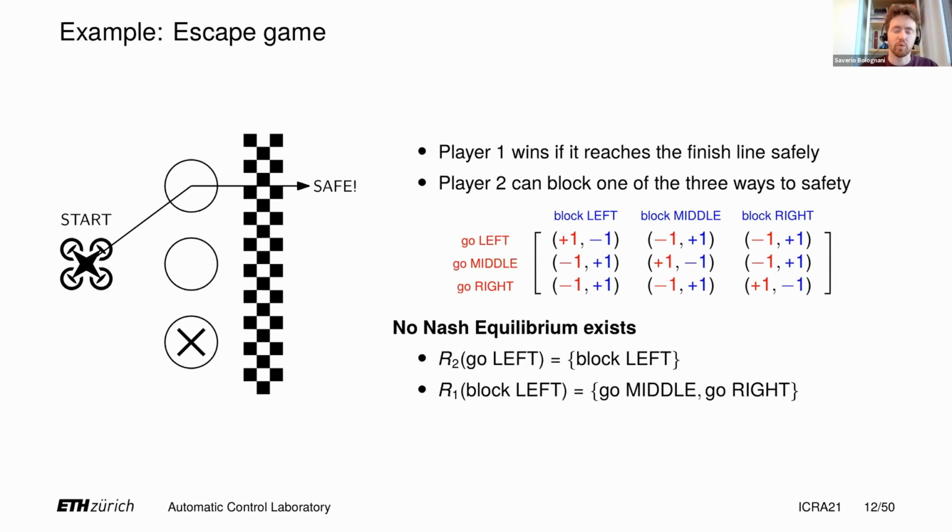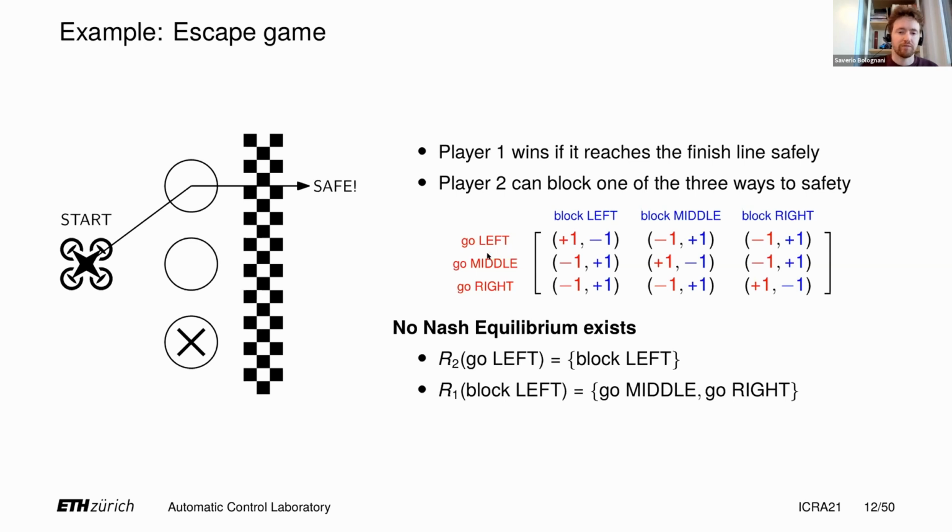Again, it's an example where these two players need to make the decision at the same time. So at the same time, there is a synchronous moment where both of them decide what path to take and which path to block. Now, because here it's literally a game, player one wins if he reaches the finish line safely, and player two can block one of the three ways in order to win. You can just assign an outcome of +1 or -1, depending whether you lose +1 or you win -1.